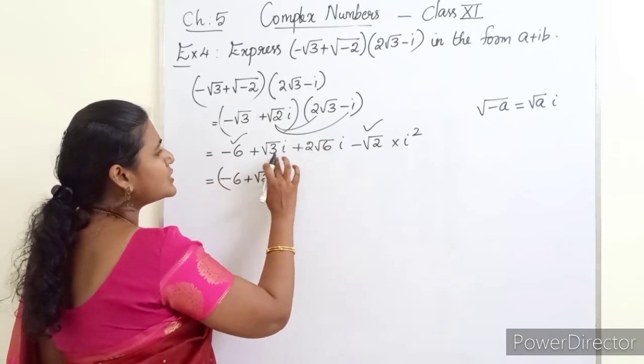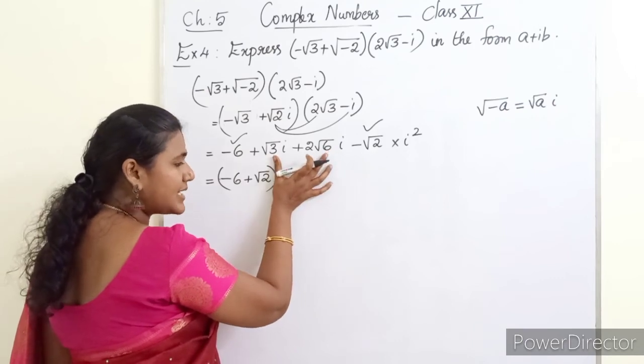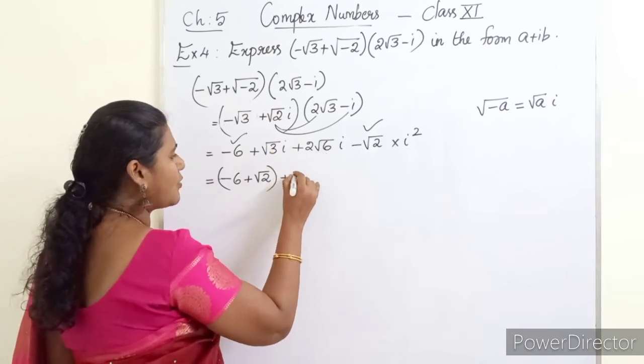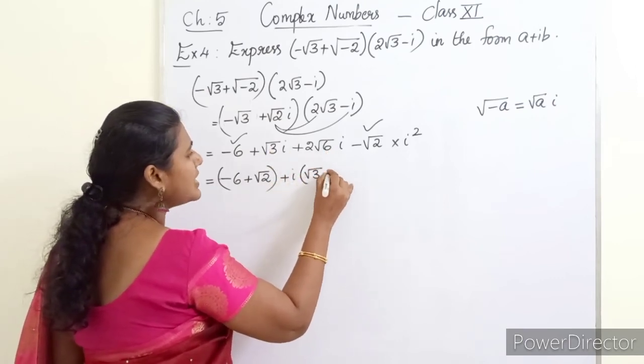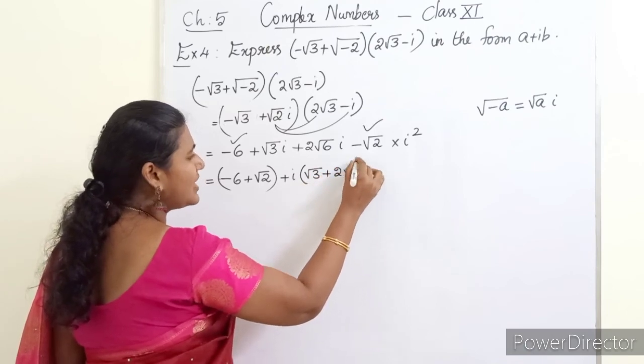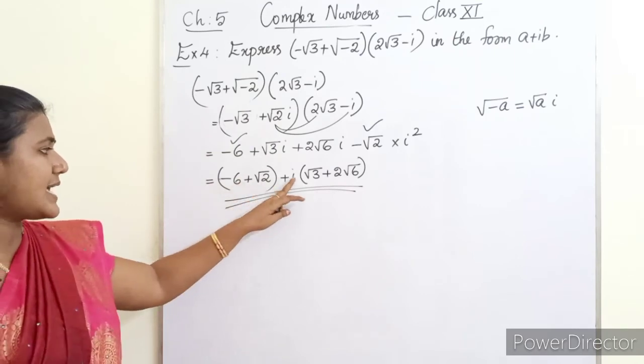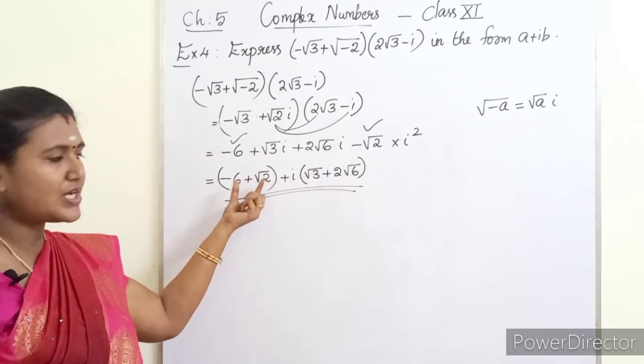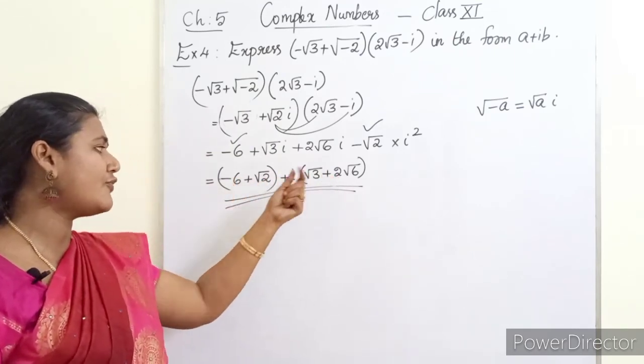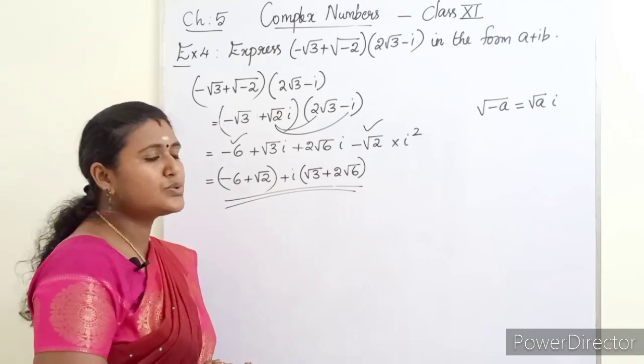And from these two terms, that is from the imaginary part, we will take i common outside. So you will get root 3 plus 2 root 6. So we have expressed the expression in the form a plus ib. Here a is this expression and the value of b is root 3 plus 2 root 6.